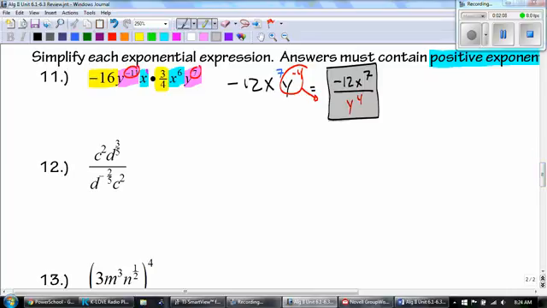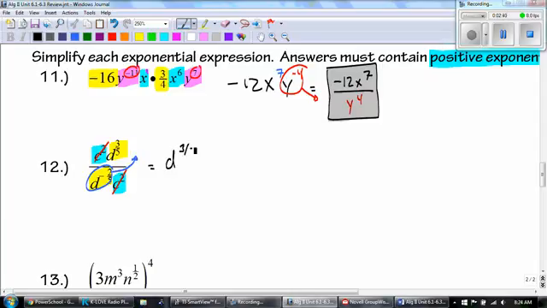Okay, number 12. So I need to look at the exponents and see who wins, either the top or the bottom. And looking at my c's, they just kind of cancel each other out. Now, the d's, I notice that I have a negative exponent on the bottom. So if my exponent's negative, I drop it like it's hot, but if it's already on the bottom, I have to bring it to the top.